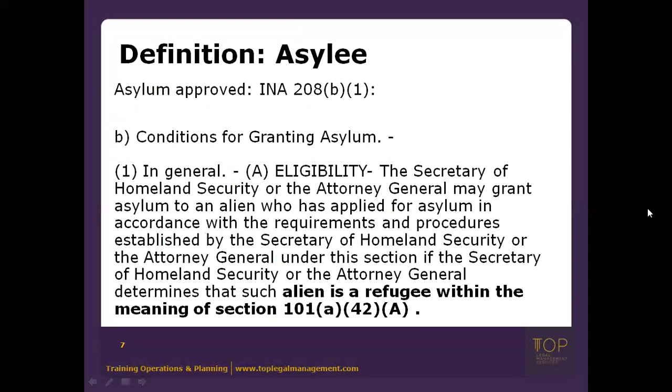So the conditions for granting asylum are found in INA section 208(b)(1). In general, the general eligibility is that the Secretary of Homeland Security or the Attorney General may grant asylum to an alien who has applied for asylum in accordance with requirements and procedures established by the Secretary of Homeland Security or the Attorney General. And under this section, the Secretary of Homeland Security or the Attorney General determines that such alien is a refugee within the meaning of section 101(a)(42)(A).